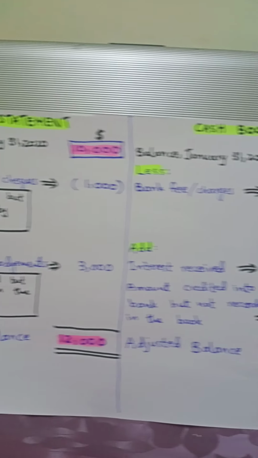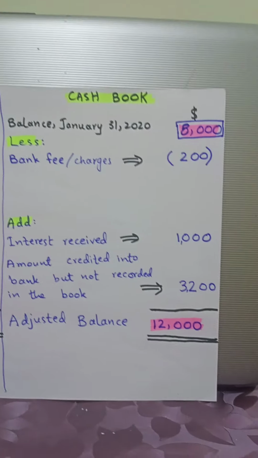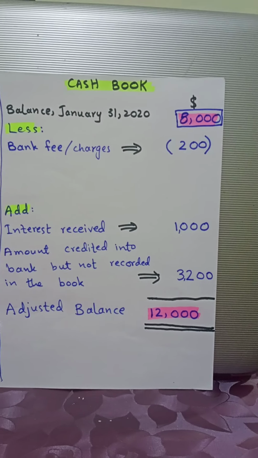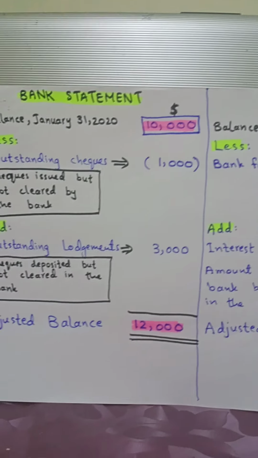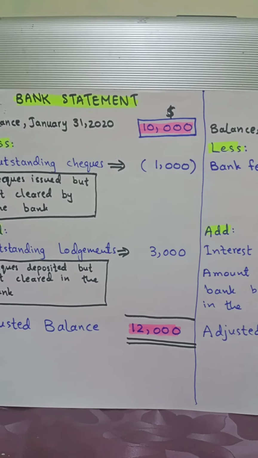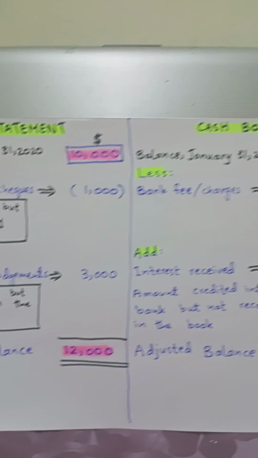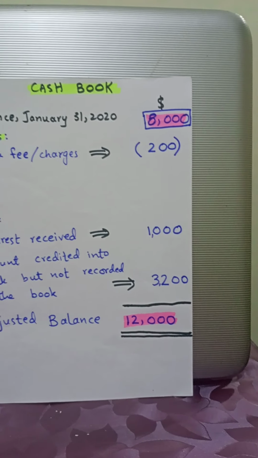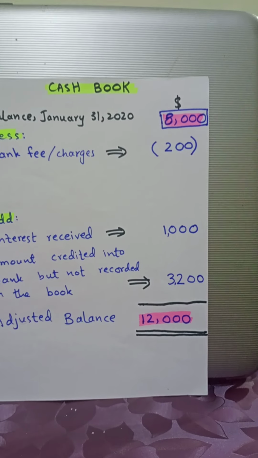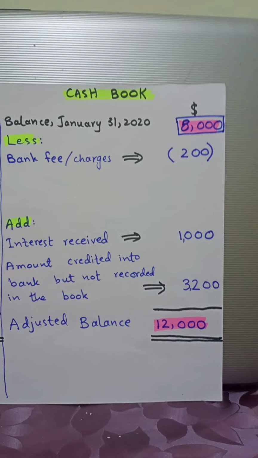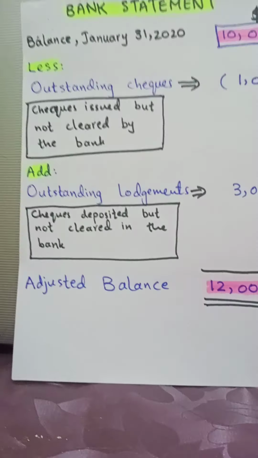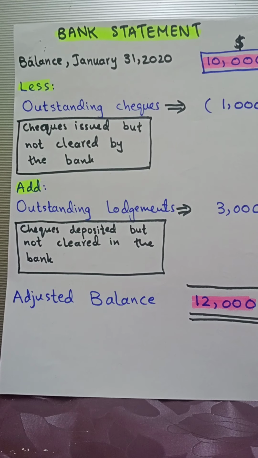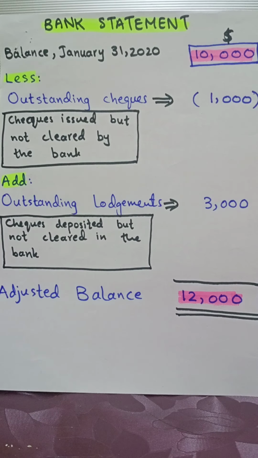So you can see there's a difference of 2,000 between the two balances. Your accounting records show a balance of 8,000, whereas your bank statement shows a balance of 10,000. So what exactly is the cash balance of your business as at January 31, 2020? In order to reconcile this, we need to look at some important items.